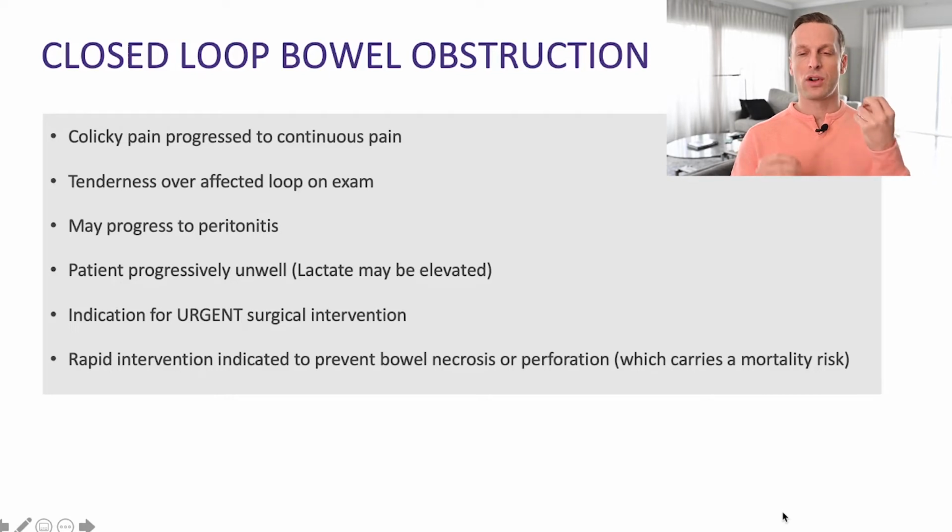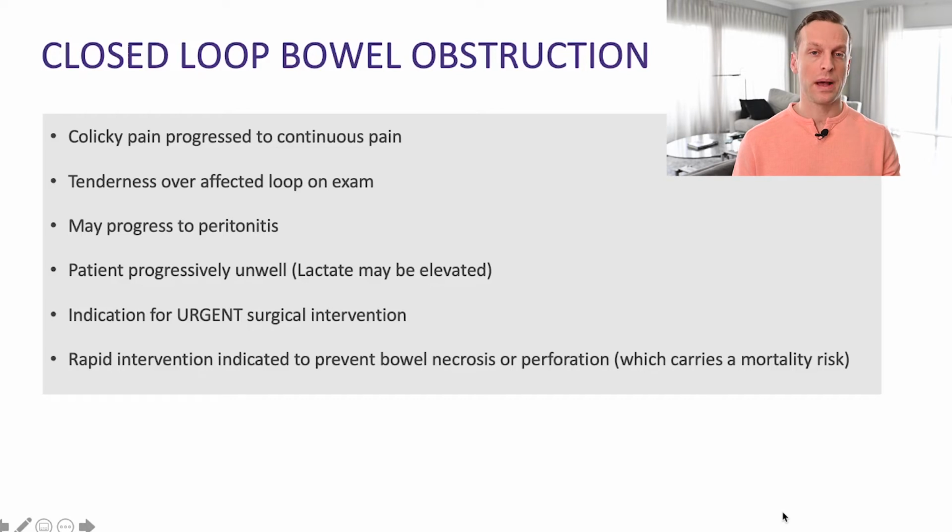They'll oftentimes have colicky pain temporarily that will progress to severe continuous pain because that loop of bowel becomes distended and is unable to be compressed. On physical exam, they may have point tenderness over an area of one loop of small bowel that's compromised. They may develop peritonitis, and they'll oftentimes be relatively unwell as that loop of bowel has concerning vascular supply, and so the lactate might be elevated.